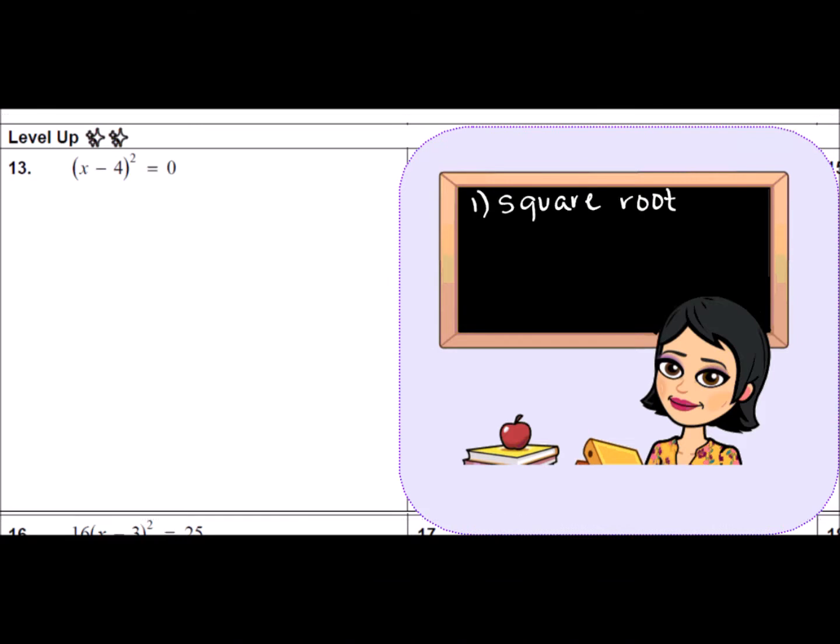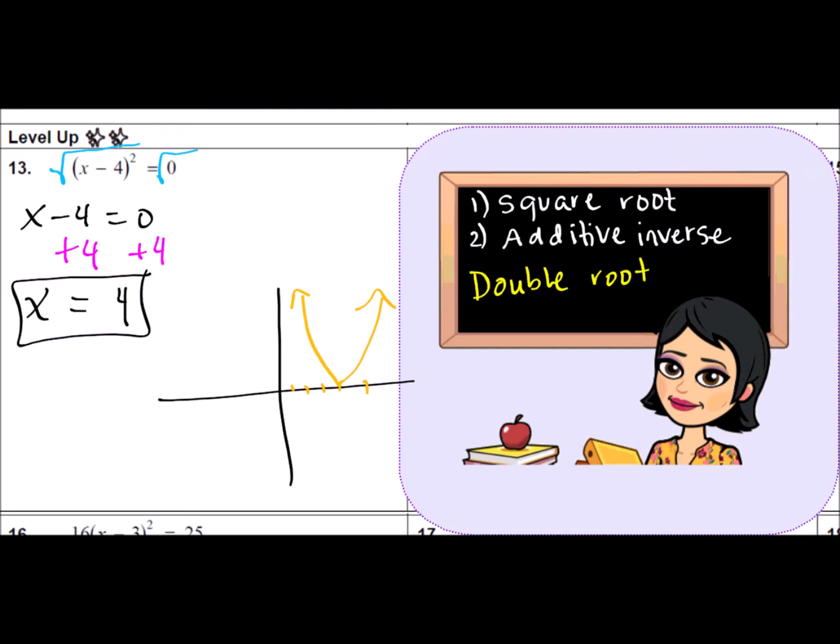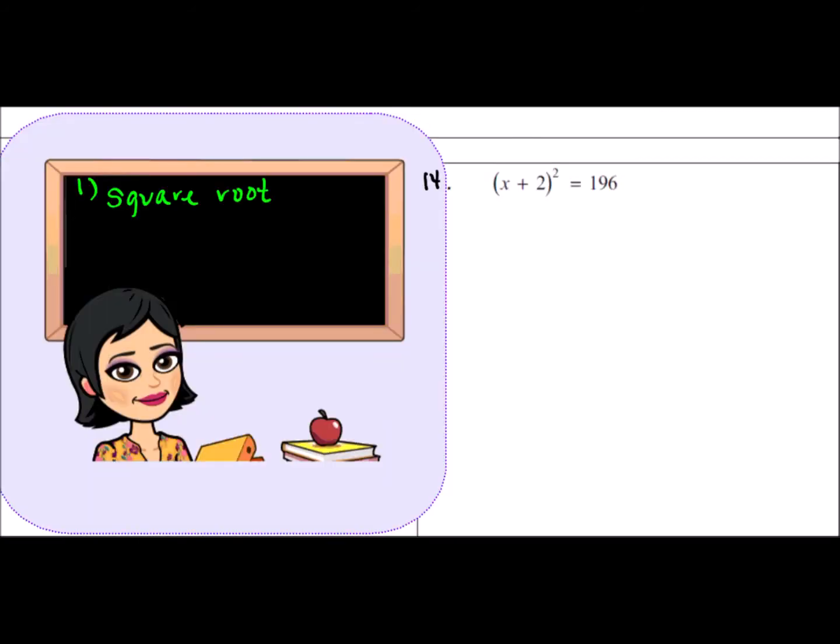Vertex form. But first we have to take the square root. And if we take the square root of 0, we still get 0. Now we'll do the additive inverse, and we get that x is equal to 4. And just as an illustration, it is a double root, which means it will only touch the x-axis at one point. So we're going to start with the square root.